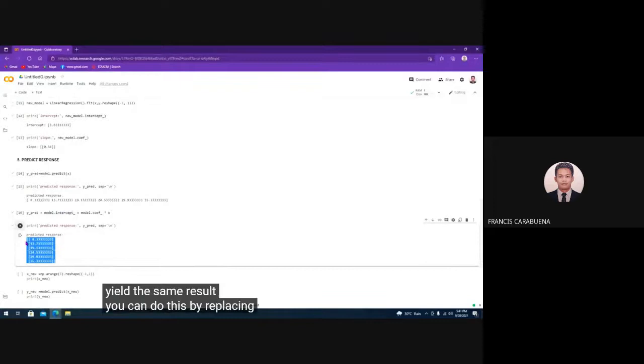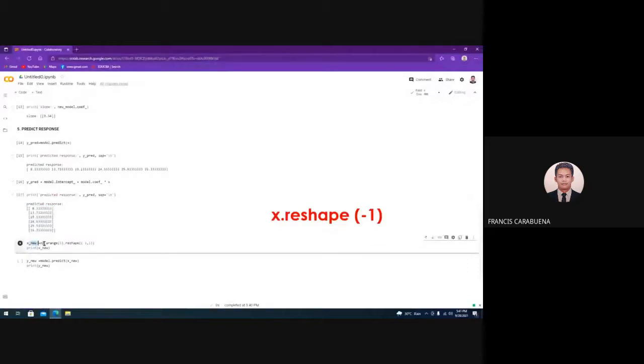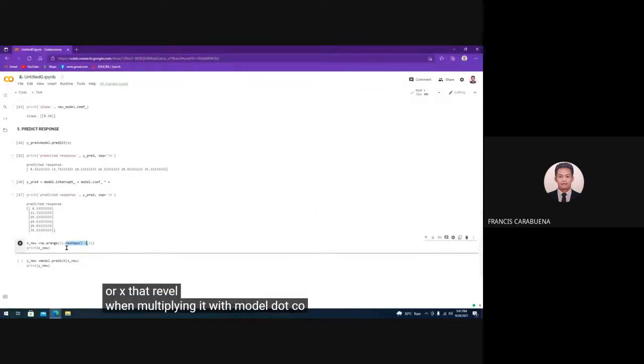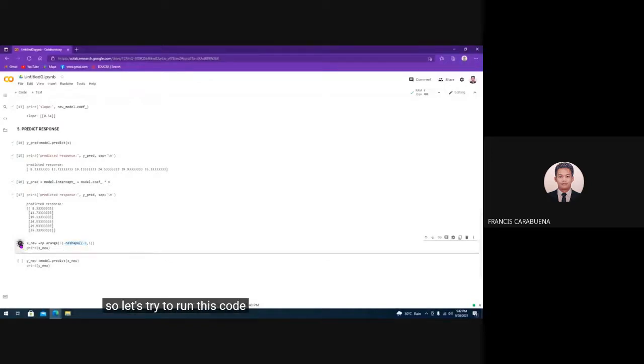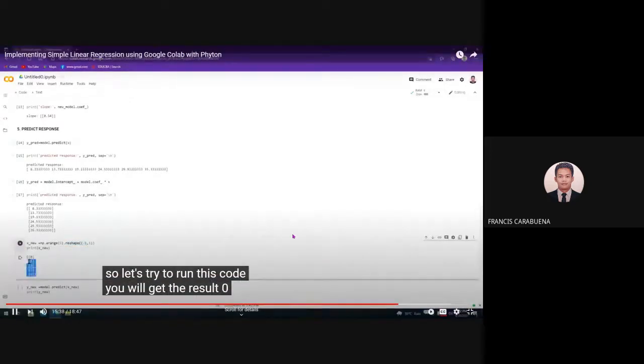You can do this by replacing x with x.reshape(-1), x.flatten(), or x.ravel() when multiplying it with model.coef_. In practice, regression models are often applied for forecasts. This means that you can use fitted models to calculate the outputs based on some other new inputs. So let's try to run this code. We will get the result 0 to 4.